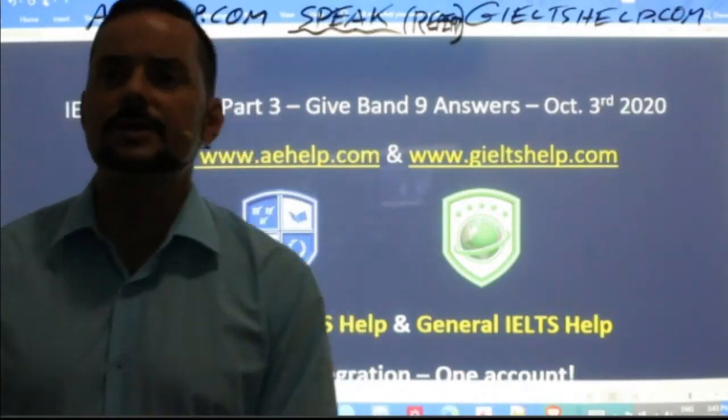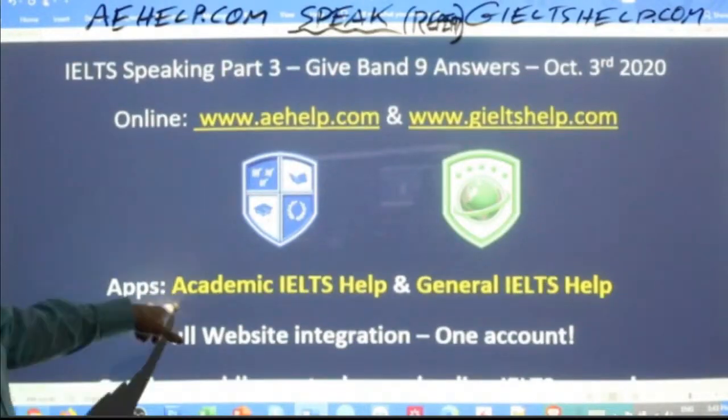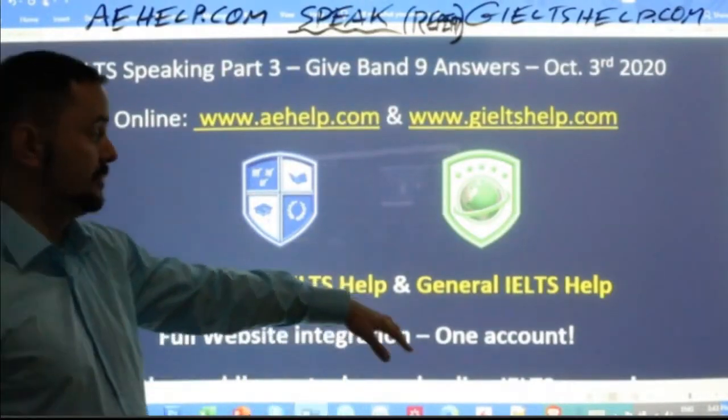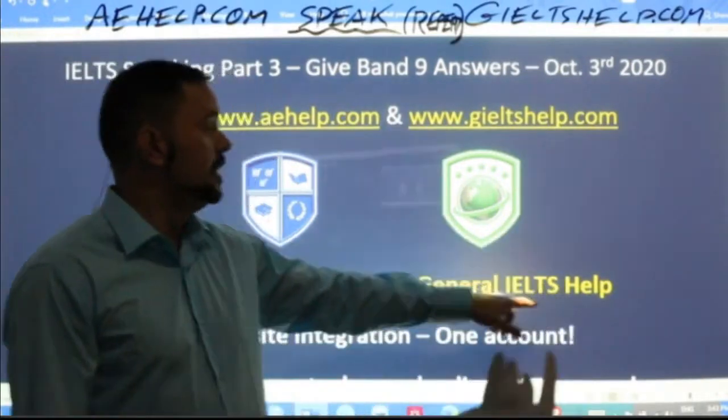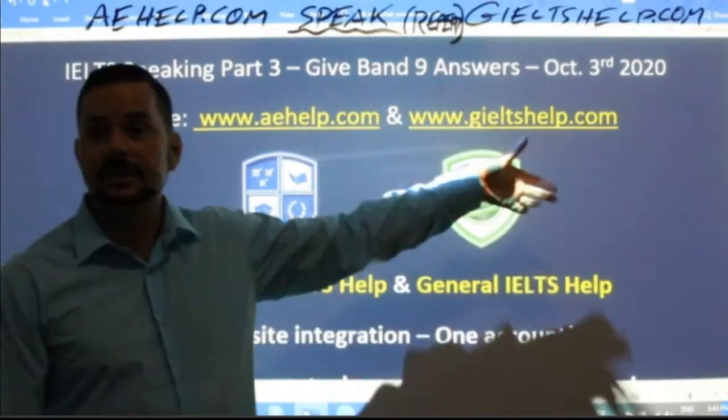Oju Mird says, what is the name of the app? The name of our app for academic IELTS is Academic IELTS Help. The name of our app for general IELTS is General IELTS Help. The app will link to the website, so you can use the website and the app together.